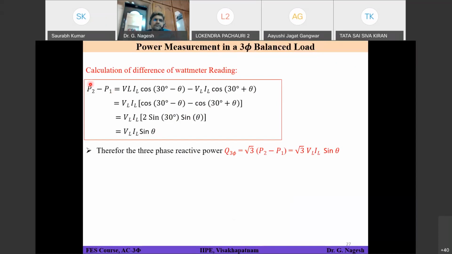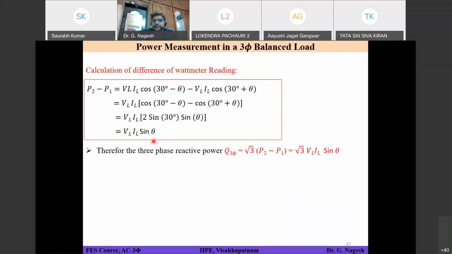But in the present situation, when you calculate the difference of the readings of P2 and P1, you get only VL IL sin theta. That means you have to multiply the difference from the wattmeter readings by a factor of root 3 to get the total reactive power consumed by the balanced load. So this balanced load, ZB at an angle of theta, absorbs this much reactive power. That means this much reactive power is transferred from load to source and source to load. So you have to multiply the difference of the wattmeter readings by root 3. Only then will you get the total reactive power consumed by the three-phase balanced load.